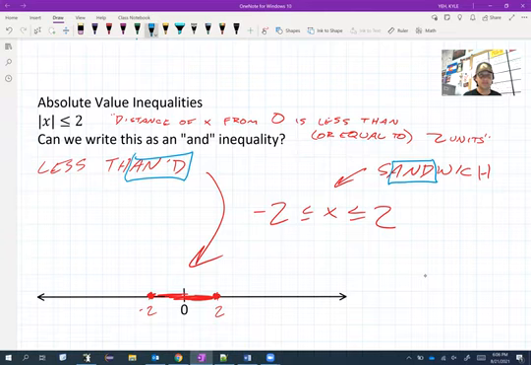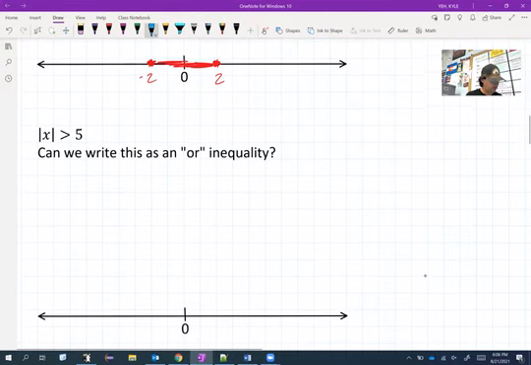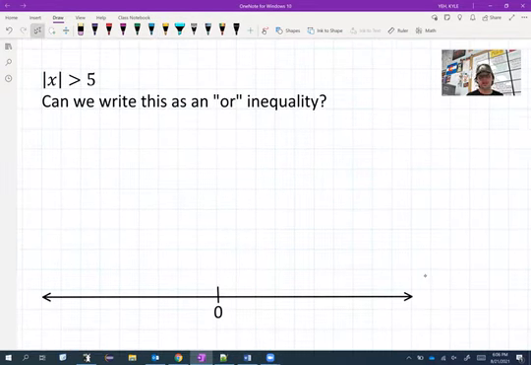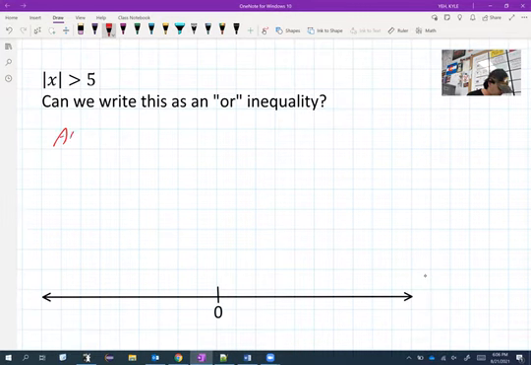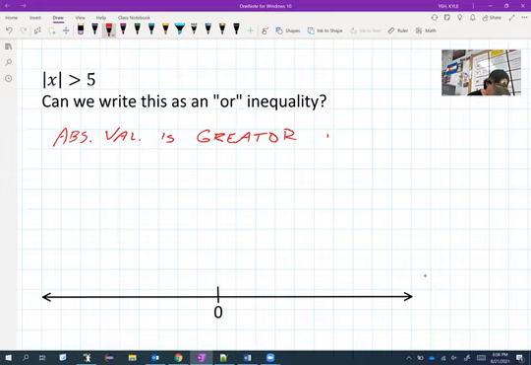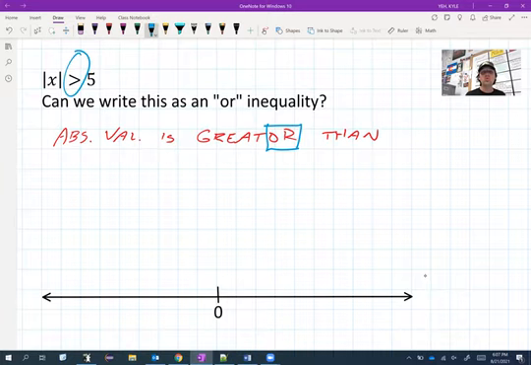Contrast that to, you know what's coming. What if we see an absolute value is greater than? Or maybe I should say absolute value is greater than. And no, I didn't accidentally misspell greater, but if we see absolute value is greater than, if that's the symbol here, we can turn this into an or inequality.